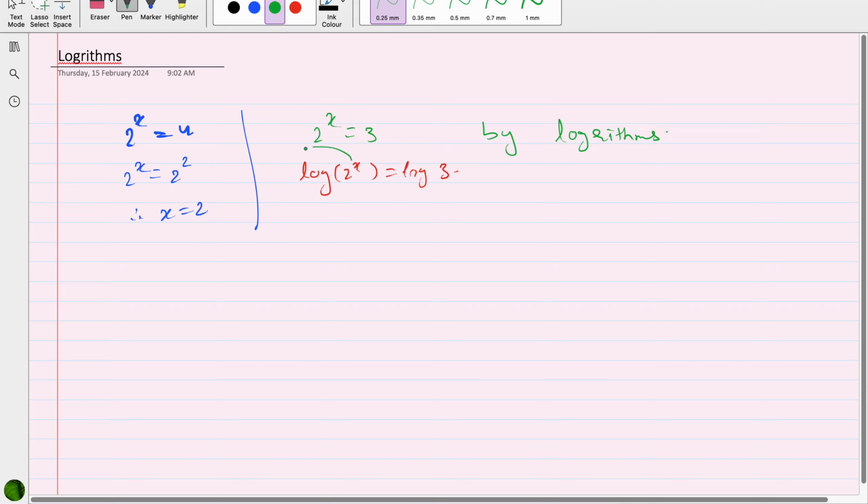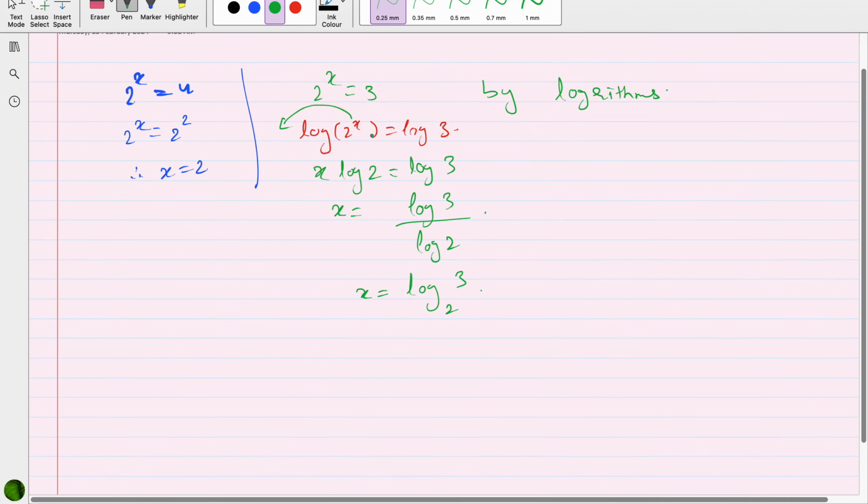Now applying power law, we can bring this x outside. So x log of 2 is equal to log of 3. When we divide this on both sides, you can write this, and you can also punch the same in the calculator, because we had same base. When nothing is written, it is understood that base is 10.